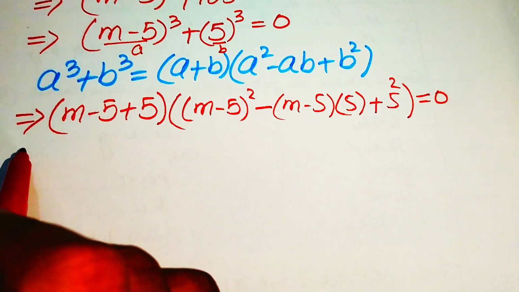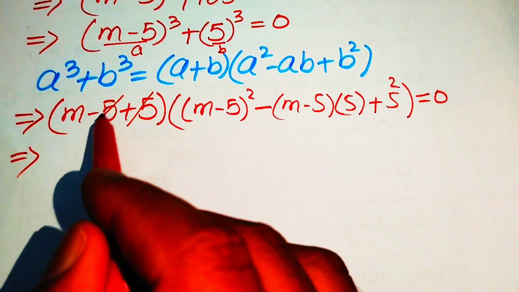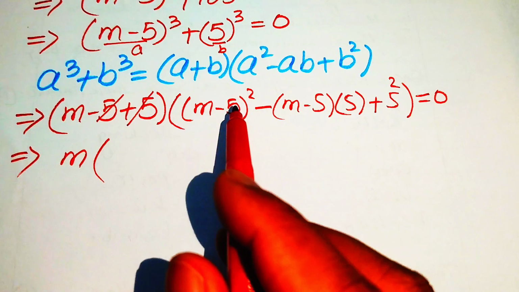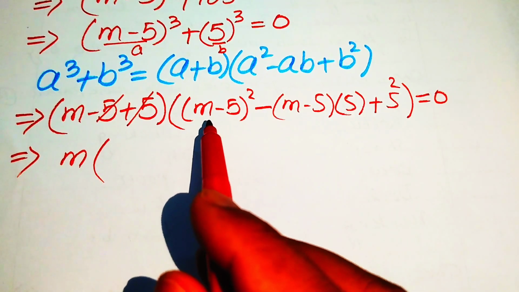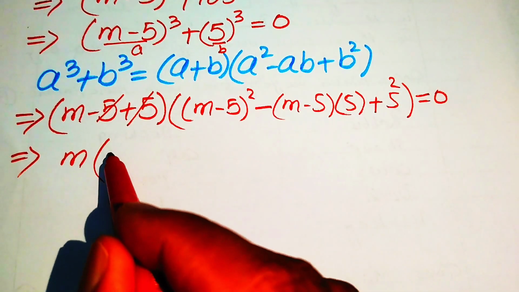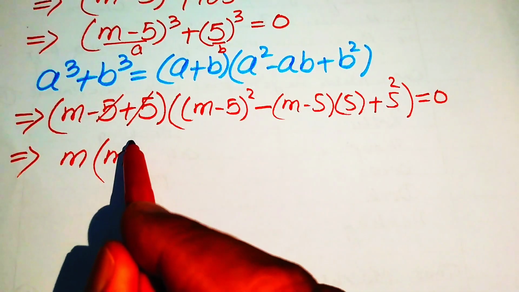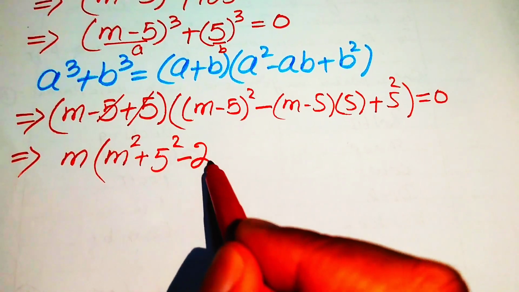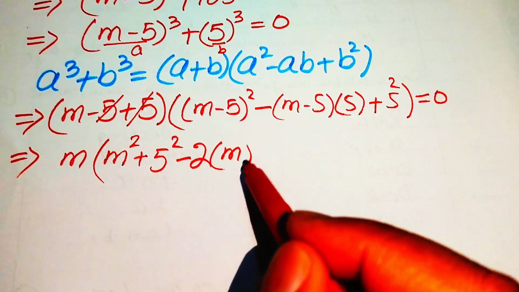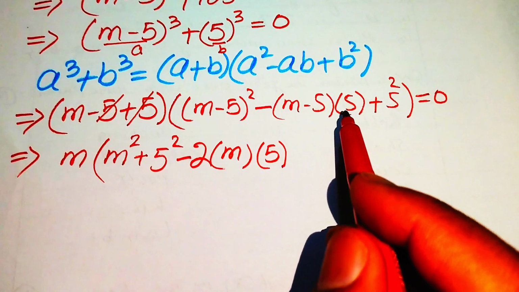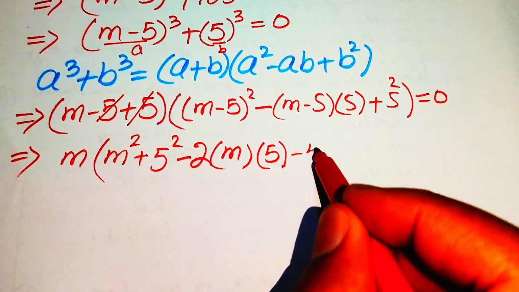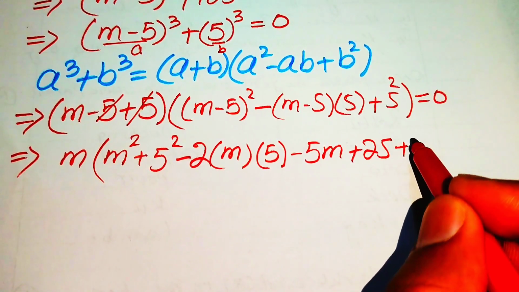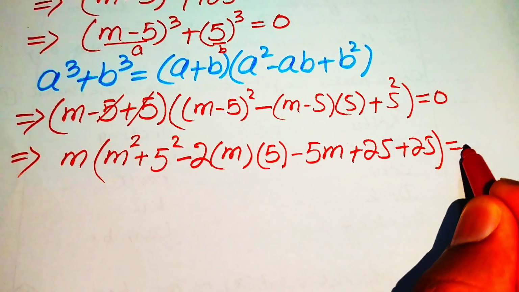So in the next step, you see here the negative and positive terms are gone and we get this m, and here we have (m - 5) whole squared. So now we use the nice square identity here, and we know that (a - b) whole squared equals a^2 + b^2 - 2ab, and we multiply this 5 to both of these terms and we get -5m + 25, and this 5 squared equals +25.